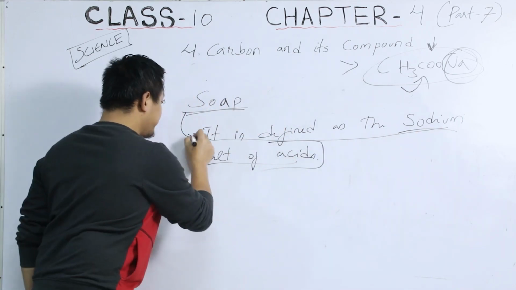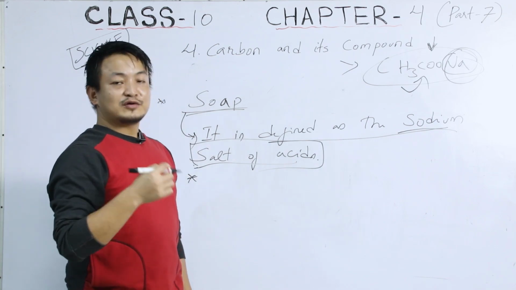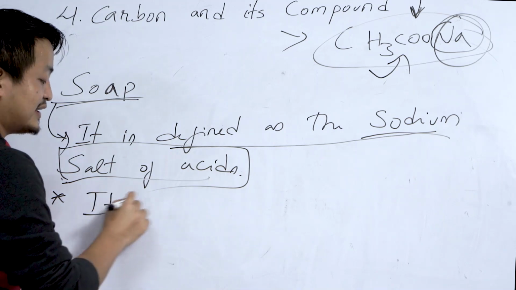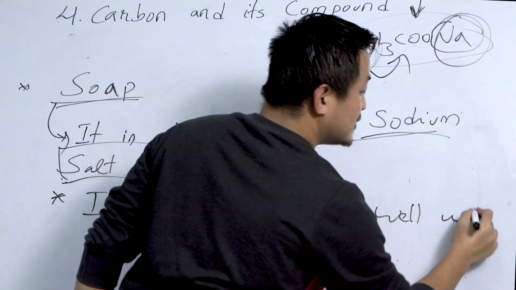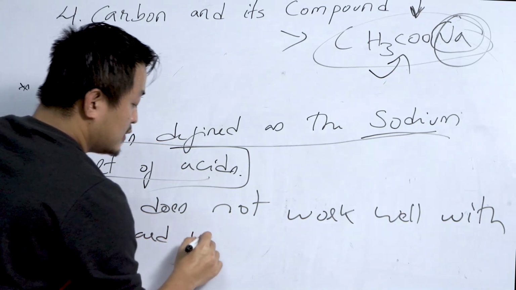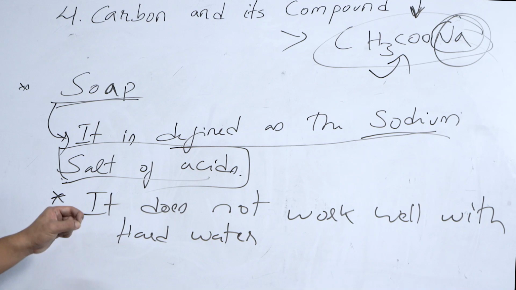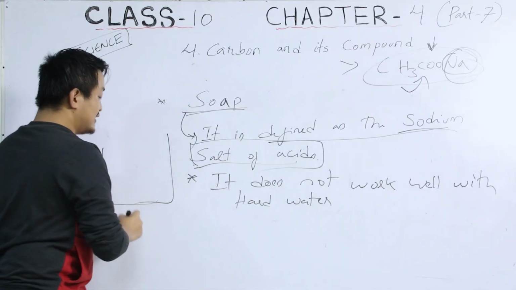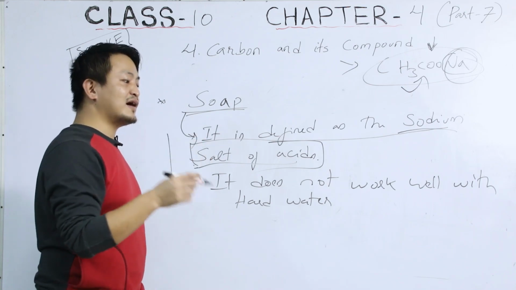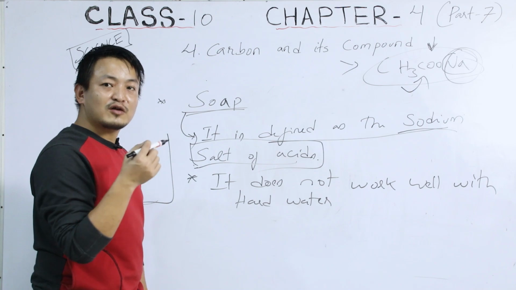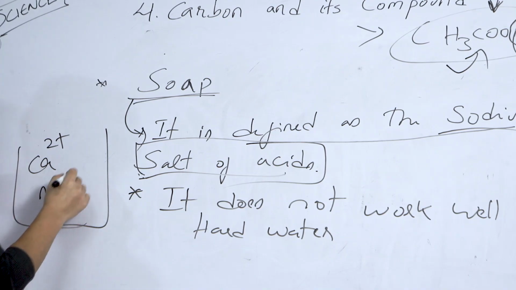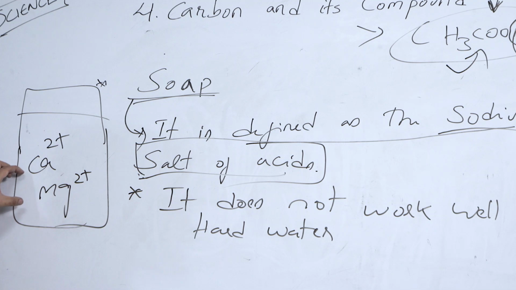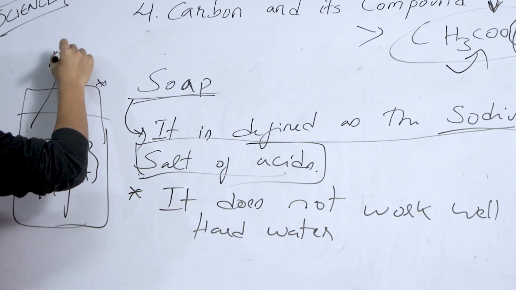Now, soap does not work well with hard water. This is the second important point. Why am I saying that it does not work well with hard water? Because hard water means you will see some ions present in the water. Often you say that this water is not good because it has a smell of irons. Do you remember that? Why? Because we have ions such as calcium and magnesium present in the water. Because of the presence of these ions, the water becomes hard. Clear?